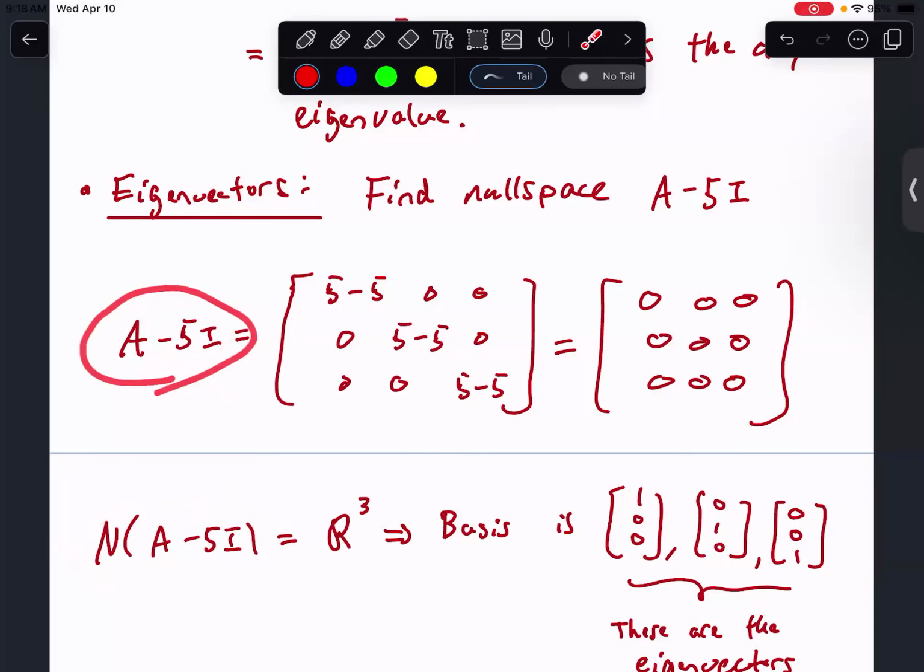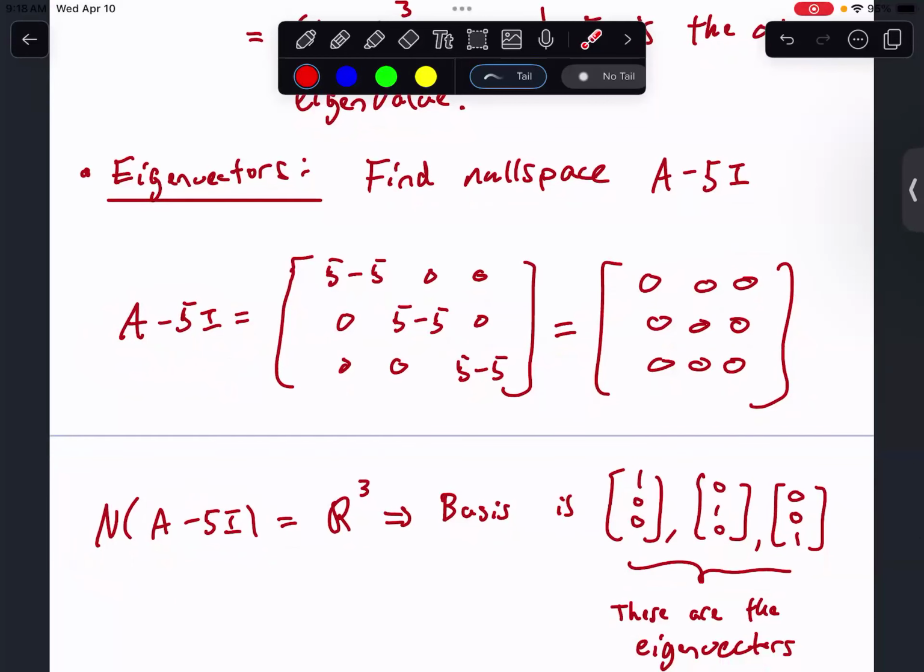And so if you look at this matrix, it ends up being the zero matrix. Thinking back to the relationship between the dimension of the column space and the dimension of the null space, none of these terms are non-zero, so we don't have any rank. This is a rank 0 matrix, but we have 3 columns. So the null space of this matrix should be 3-dimensional, right? The null space of A minus 5I is going to be 3-dimensional because it's just the 0 matrix.